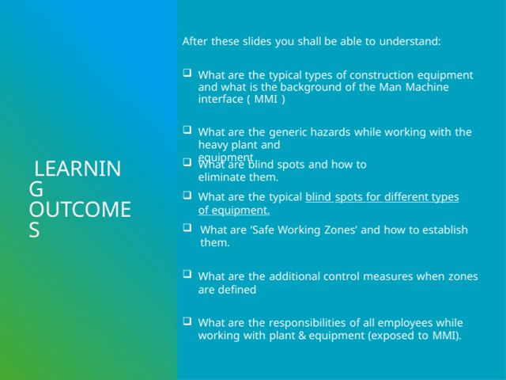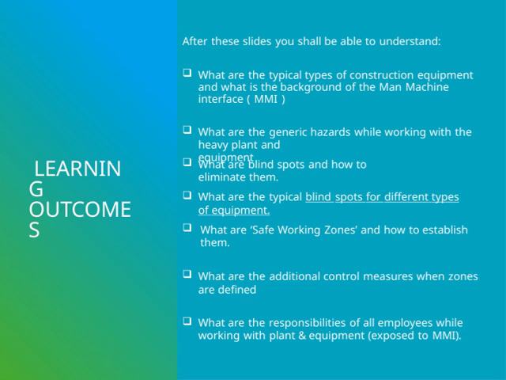Now, it's crucial to understand the responsibilities of all employees working with plant and equipment, especially when dealing with the man-machine interface, or MMI. Everyone must stay alert, follow safety procedures, and communicate effectively. This includes checking blind spots, using safety signals, and never operating equipment without proper training. Speaking of blind spots, different types of equipment have their own typical blind spots. For example, cranes have areas that aren't visible from the operator's cab, and trucks might have rear blind spots. Identifying these is key to avoiding accidents.